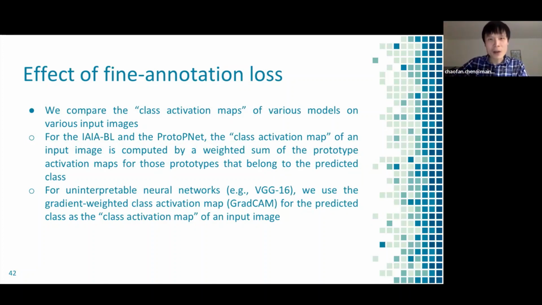For the IAIBL and the baseline ProtoPNet model, we compute the class activation map of a given input mammogram by using a weighted sum of the prototype activation maps for those prototypes that belong to the predicted class. So basically, we just add up the prototype activation maps for the predicted class, and we use a weight to weight each prototype activation map. The weight comes from the last layer. And for the uninterpretable neural networks, such as the baseline VGG16 model, we use the gradient weighted class activation map, or GradCAM and GradCAM++.